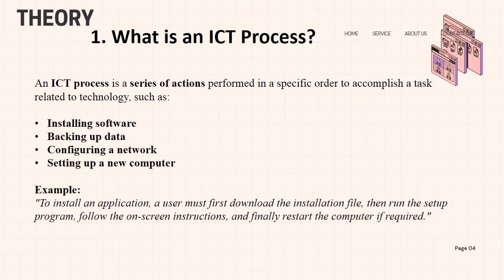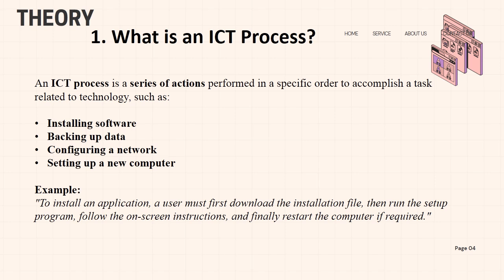Let's move to the theory. What is an ICT process? An information communication technology process is a series of actions performed in a specific order to accomplish a task related to technology. For example, installing software, backing up data, configuring a network, or setting up a new computer.